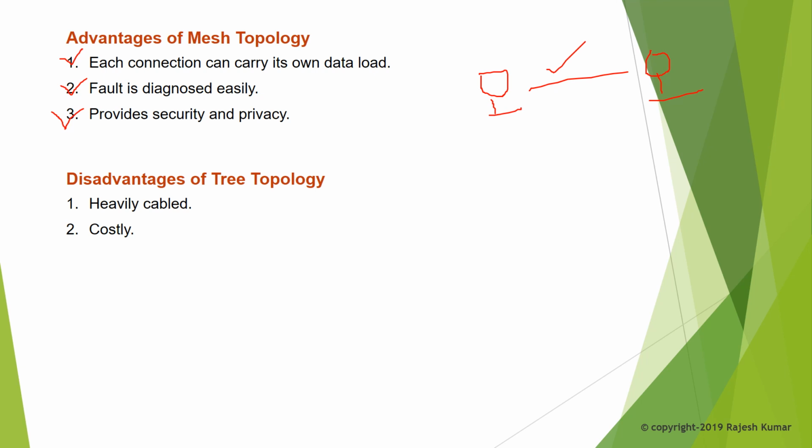Some of the disadvantages of this topology are, first, it is heavily cabled. As you know, there will possibly be 10 cables for 10 devices in the network. Since 10 devices in the network will have to connect to each other, every device will use a separate cable for the same. So there'll be a mesh of cables and it would be really difficult for the administrator to manage that.